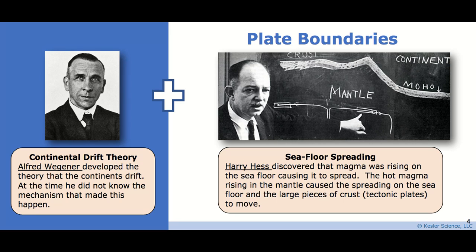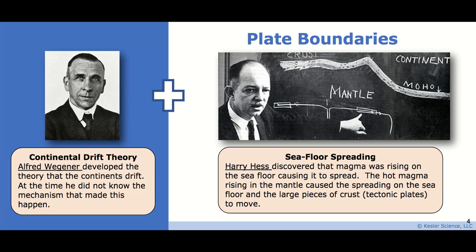So the first person, continental drift theory, was developed by Alfred Wegener, and he developed the theory that the continents drifted. He was the first person to really notice that there were similarities in continents and what kind of things we find there, even in continents that are really far apart. So at the time, he didn't really understand how or why this happened, but he knew that it was happening. So between Alfred Wegener and Harry Hess, who had the seafloor spreading theory, the 2 of them kind of developed this plate tectonic theory that we know today.